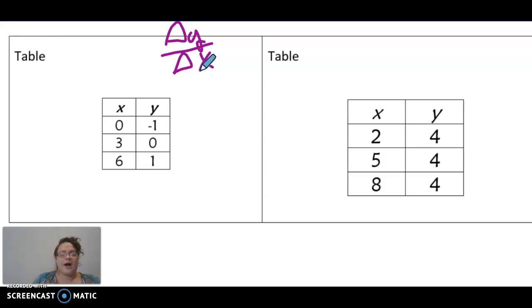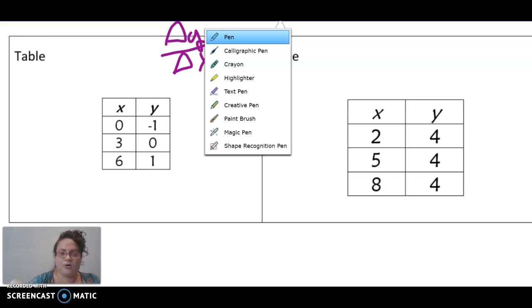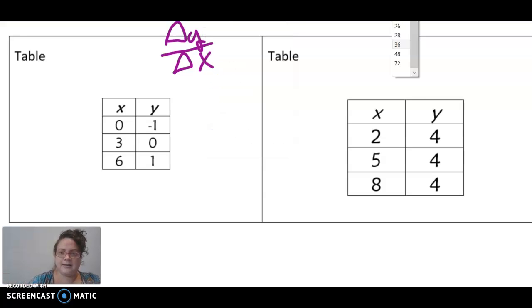So I'm going to go over our success criteria, or our steps, so that we can get these two problems done. Both of these are tables, and we're going to find the slope from each of these tables.